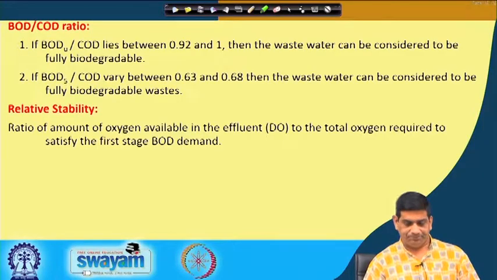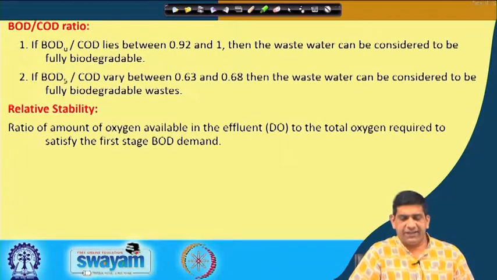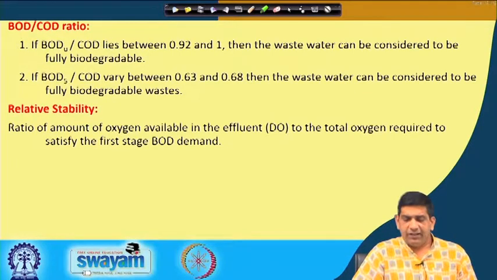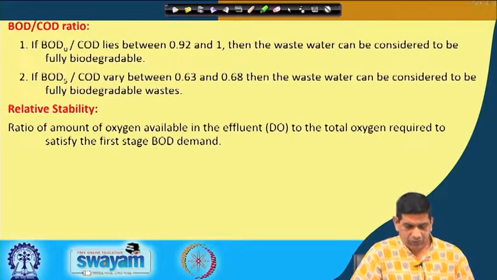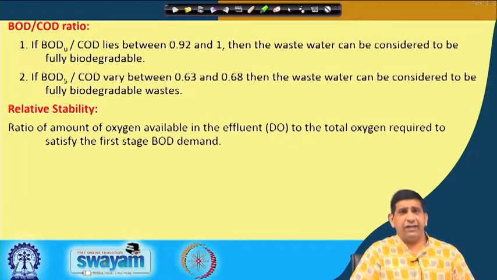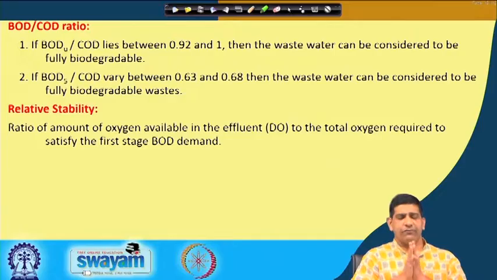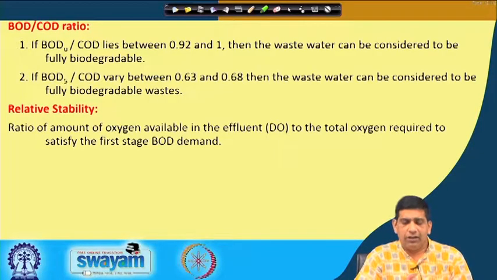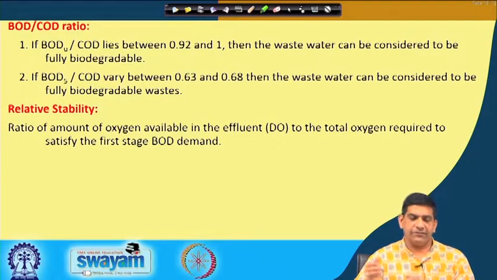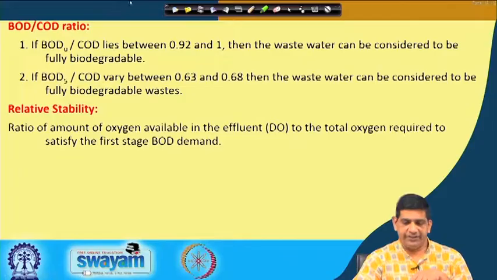If we say that BOD5 by COD is between 0.63 to 0.68, like 63 to 68%, then wastewater can be considered to be fully biodegradable waste. Also, we look at the relative stability, which is the ratio of the amount of oxygen available in the effluent to the total oxygen required to satisfy the first stage of the BOD demand. That gives us how stable the water body is.